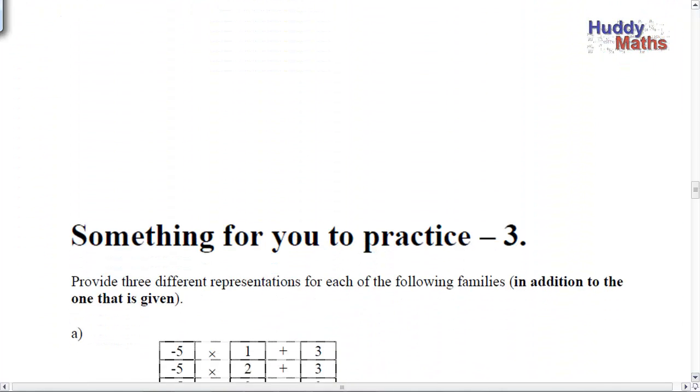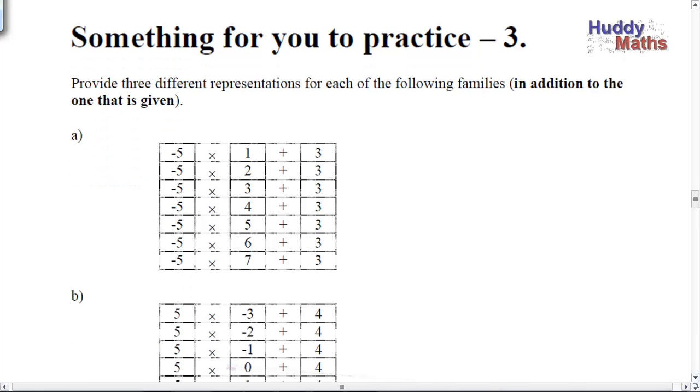I want you to do a little bit of practice here. Okay, so here's your practice. Provide 3 different representations of each of the following in addition to the one that's given. So I'm going to help you here. So this is a structure table. Let's just write them out.